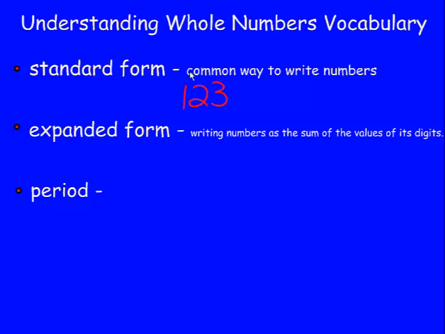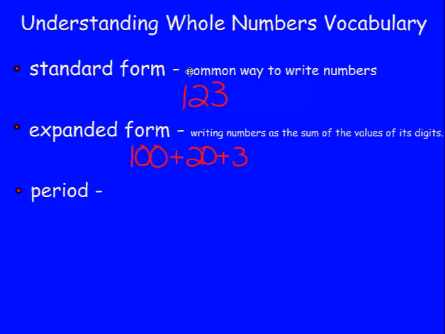For example, if I were to take the number 123, I'm going to take the largest place value, which is in the hundreds, and write 100, plus the next place value, which is the tens, and I have two of them, so that's 20, and the whole number, or the ones place, which I have 3. And that is expanded form.